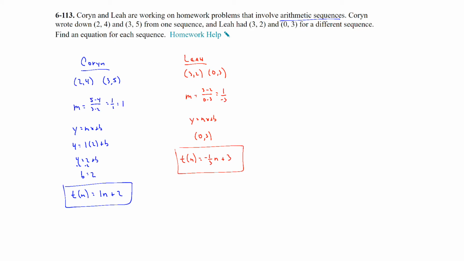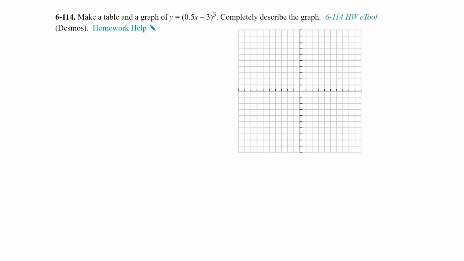So you need the initial, which is the value at term 0, and then you need to figure out for the arithmetic sequence what you have to add to get to the next term, which is your slope or rate of change.